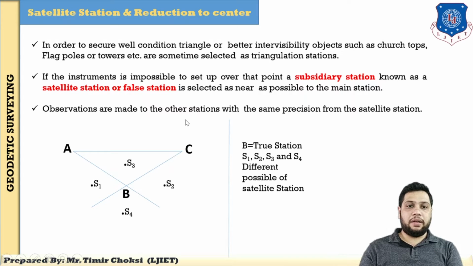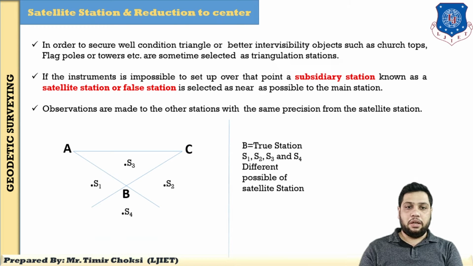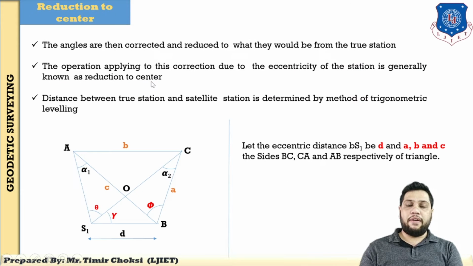Now I will explain the procedure of reduction to center. First I repeat the term satellite station. A satellite station is one type of subsidiary station. It is selected as near as possible to the main station. After understanding the concept of satellite station, now I have explained the concept of reduction to center. This process is called the reduction to center.